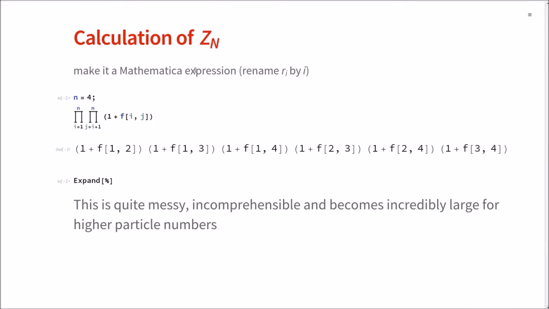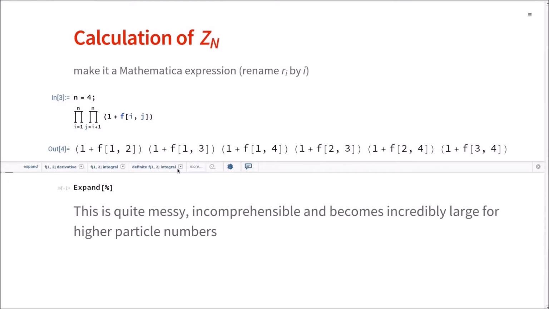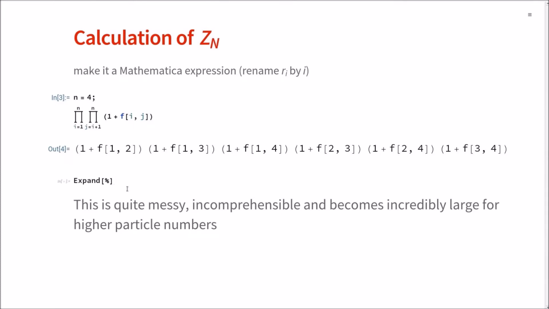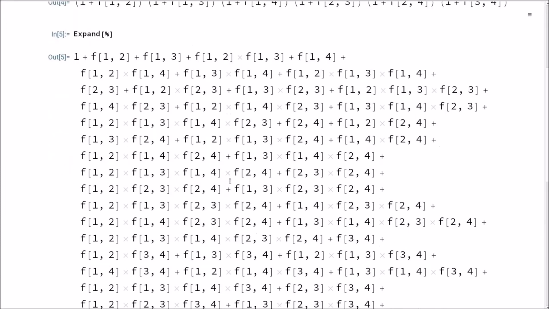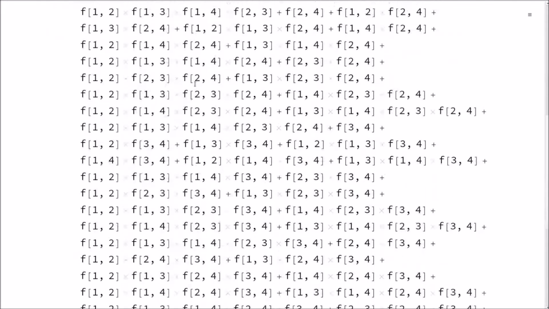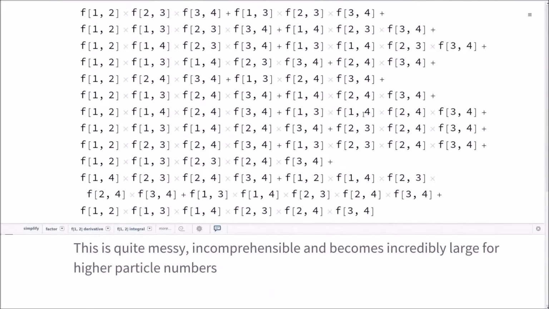But let's start smaller. Let's look at how this expression looks if we have only, for example, 4 particles. So we define n to be 4 and evaluate this double sum here. It's not too complicated, but if we expand the product, it becomes a lot of terms and a little bit intractable. And this is only for 4 particles, and if we go higher, it becomes even worse quite fast.